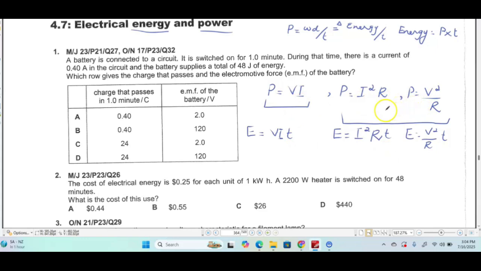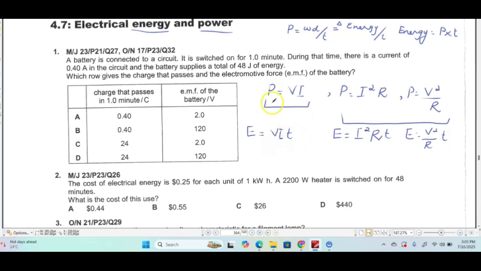I've just told you that for the question statements which give you resistance and you have to calculate power, you have to use these two formulas, I square R and V square by R. And the ones which have voltage and current, you simply use P is equal to VI. The energy also can be found out by these three formulas. Where you get resistance, you will be using these two formulas, and where you don't have resistance, just voltage, current, and time, you will be using this formula.